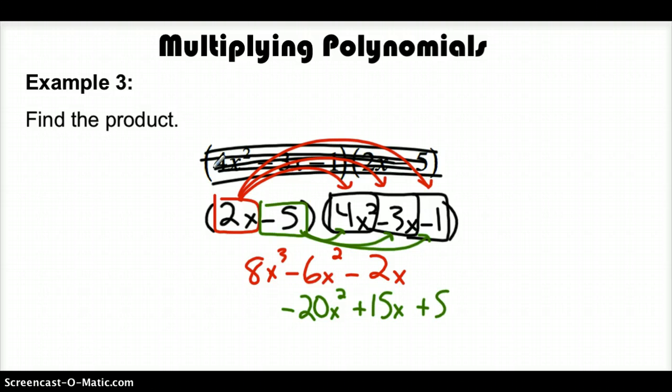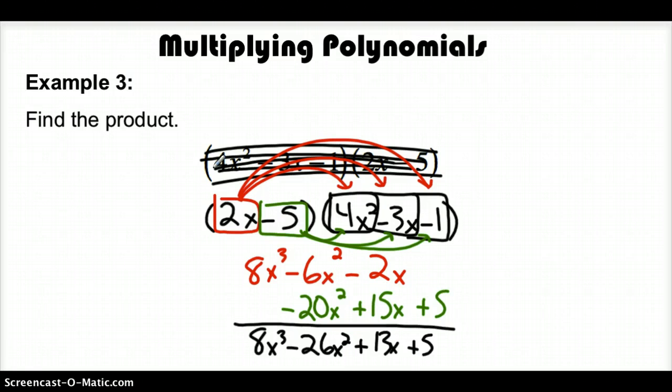And I can go ahead and add my like terms in a column here. So my final answer will be 8x cubed minus 26x squared plus 13x plus 5. And this is my final answer in standard form.